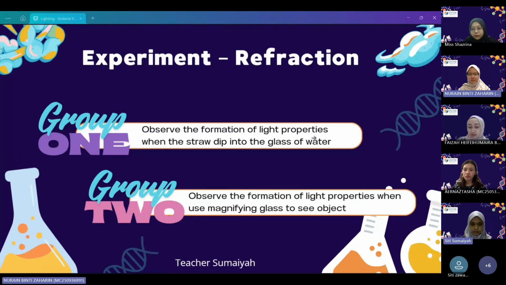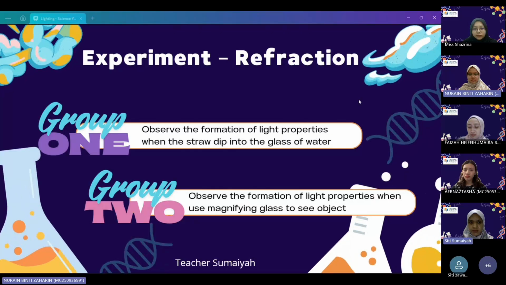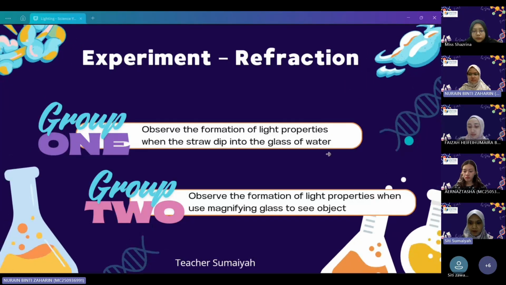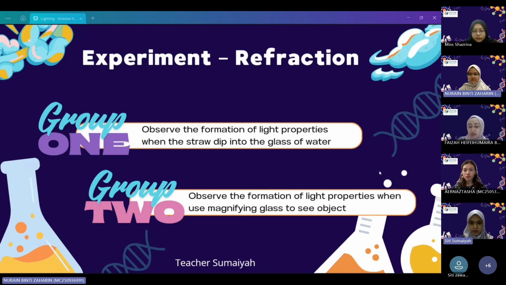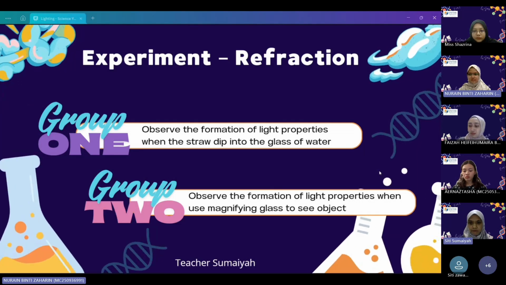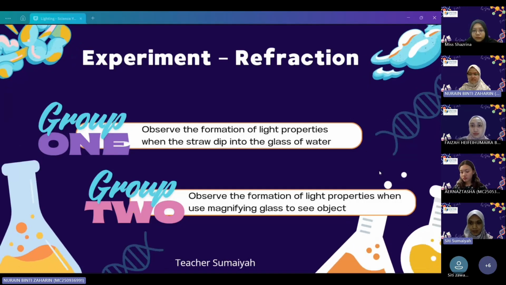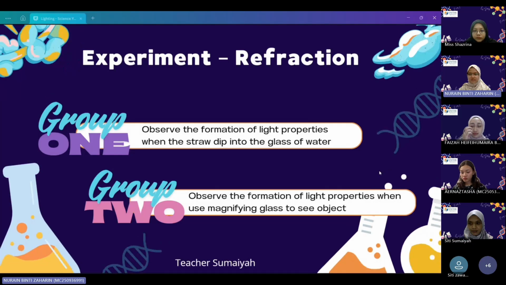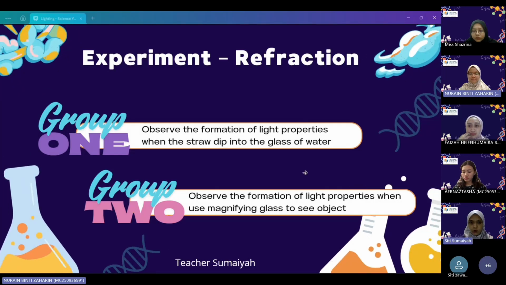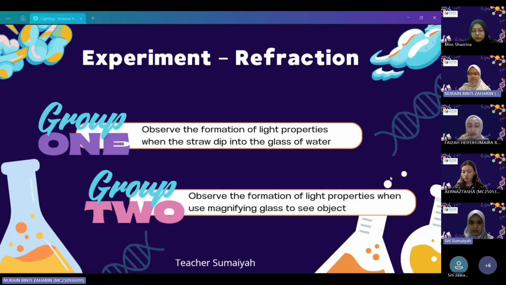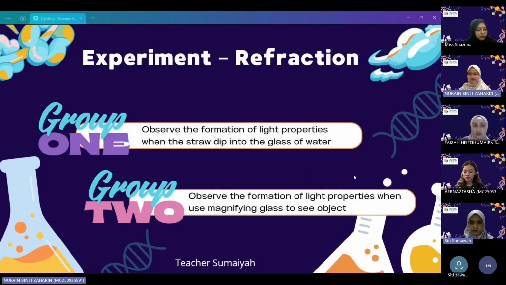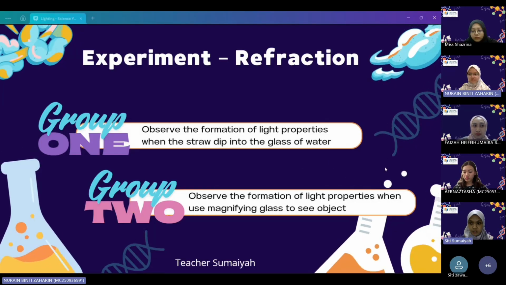Thank you, Teacher Humaira. Now, students, let's perform some experiment to understand refraction better. Please form two groups. Group 1, you will need a straw, glass of water, and your experiment worksheet. Observe the formation of light properties when the straw dips into the glass of water. Group 2, you will need a magnifying glass, an object, and experiment worksheet. Observe the formation of light properties when using a magnifying glass to see an object.